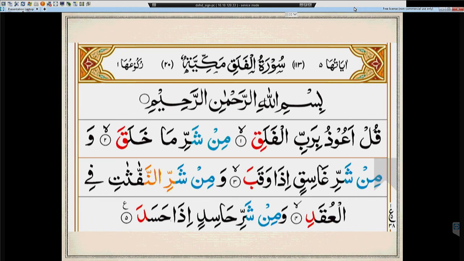And there's a tha. The makhraj of tha is the tip of the tongue touching the edge of the thanaya ulya, the top two teeth. That's how tha is pronounced. We can't say sa, it's tha. Wa min sharrin-naffathati fil-uqad. Wa min sharri hasidin idha hasad.